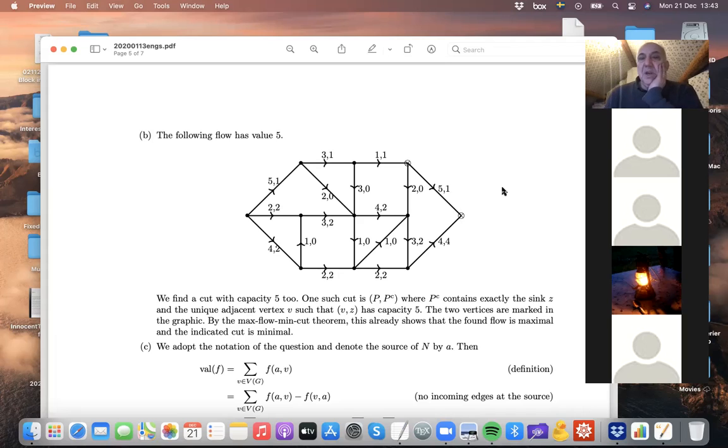And why is that the maximal? Because there is a cut. The Ford-Fulkerson theorem says that the maximal flow equals the minimal capacity of the cut.